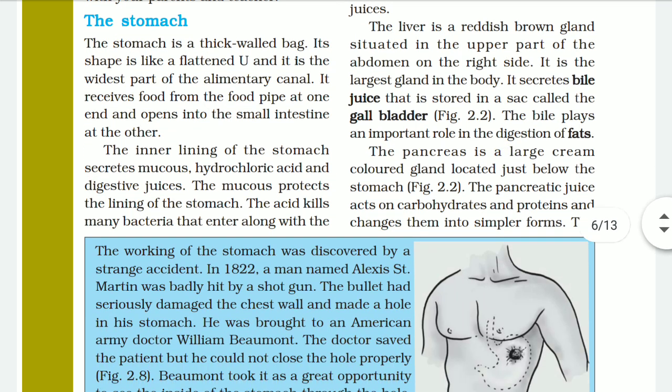The pancreas is a large cream colored gland located just below the stomach. The pancreatic juice acts on carbohydrates and proteins and changes them into a simpler form.